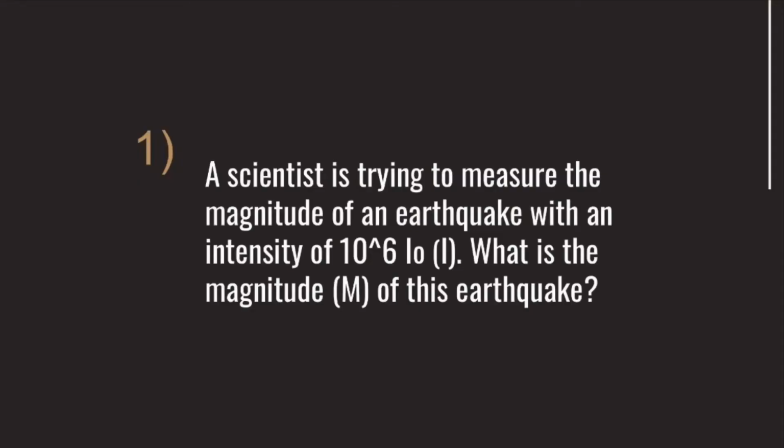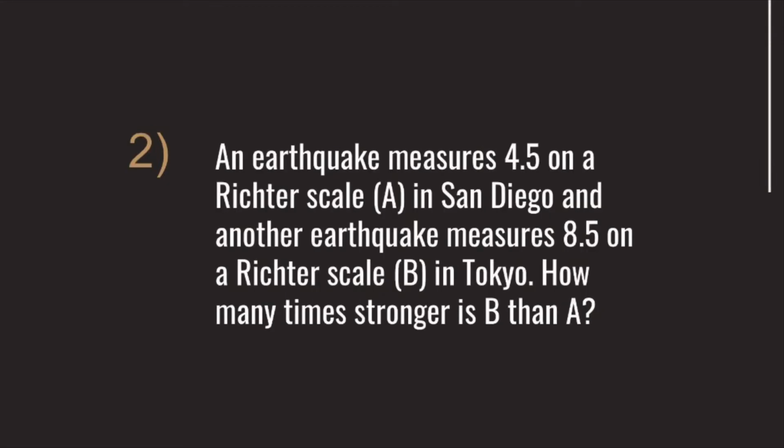So the first question about the scale is, a scientist is trying to measure the magnitude of an earthquake with an intensity of 10 to the power of 6 I0. What is the magnitude of this earthquake? The second question is, an earthquake measures 4.5 on a Richter scale, A, in San Diego, and another earthquake measures 8.5 on a Richter scale, B, in Tokyo. How many times stronger is B than A? You can pause this video to try those questions out.